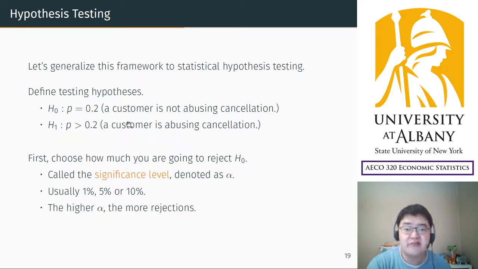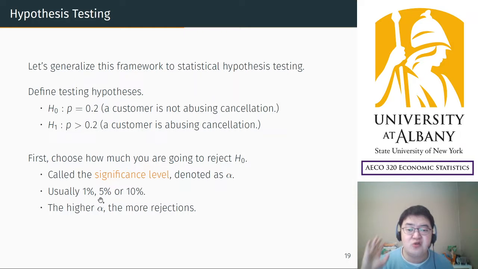And the next thing you have to do is to choose the degree of strictness, you have to choose the cutoff, how much you are going to reject. So the level is called the significance level, which is usually denoted as alpha. So it's chosen among 1, 5, or 10%. Later I'm going to show you what this probability means. Exactly, this is how many customers you are going to ban.